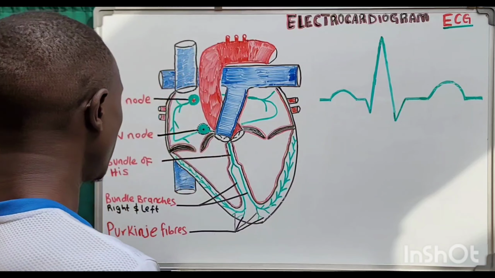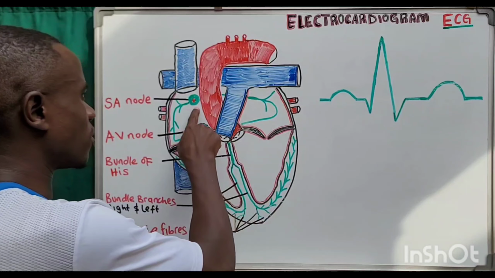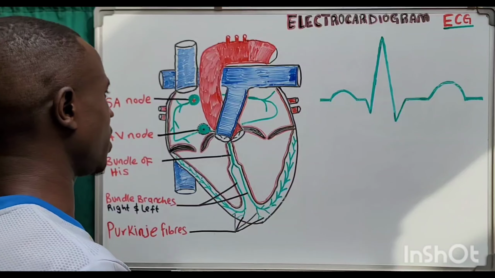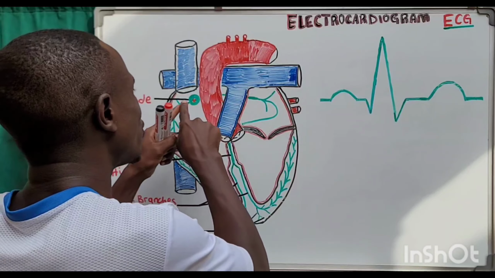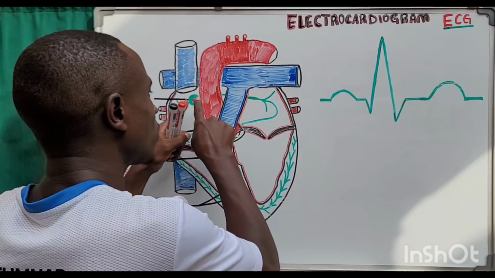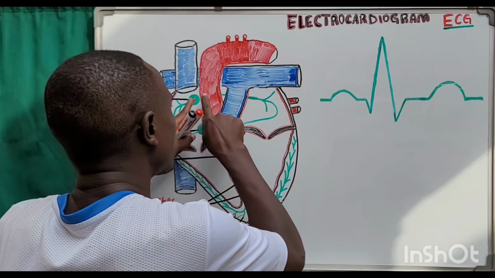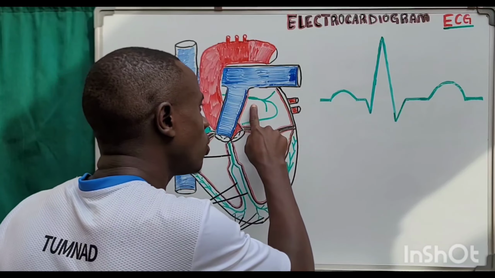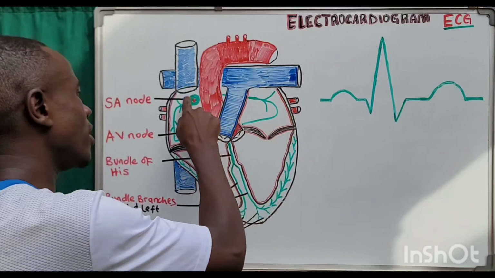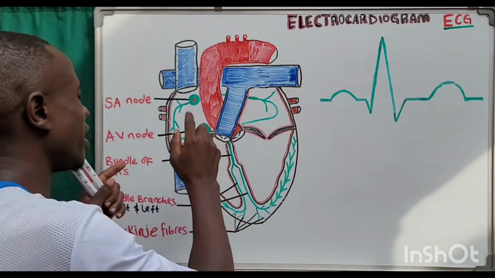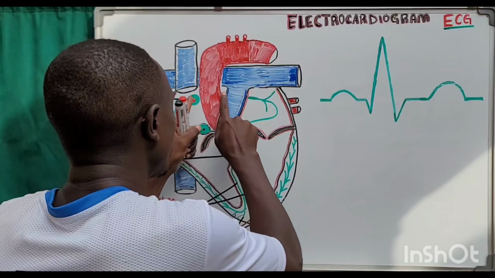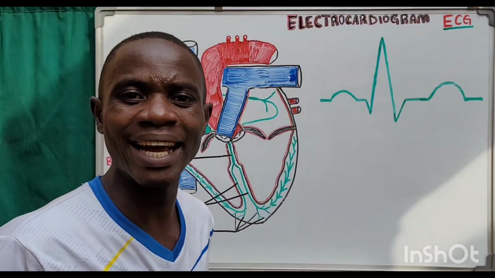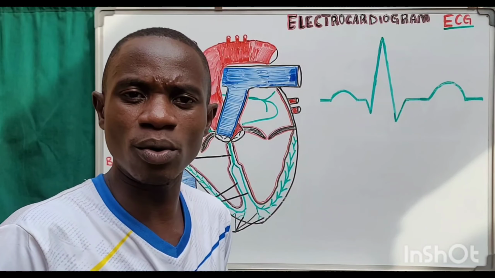Now we said that the SA node resides within the right atrium, preferably just at the entrance of the superior vena cava. It has the ability to generate electrical impulses, and these impulses have to spread to the entire atria. To the left atrium it goes through the Bachmann's band, and to the right atrium it passes through the internodal pathways. Now these action potentials are going to depolarize the entire atrium, and it will lead to contraction.